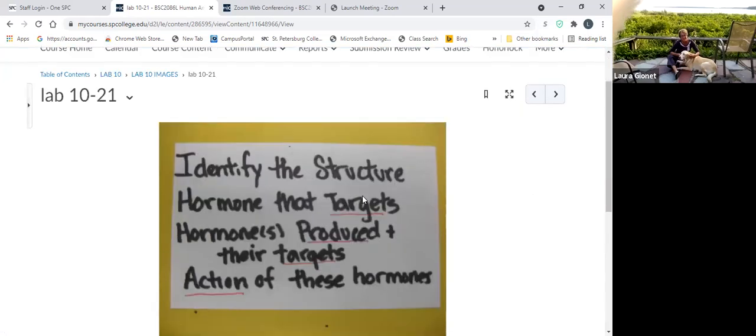So it says maybe identify the structure, the hormone that targets it, which would be follicle stimulating hormone at the early stages, and LH a little bit later. What are the hormones produced by their targets? Which she's saying, okay, after ovulation, luteinizing hormone will target that corpus luteum, and that corpus luteum produces estrogen and progesterone. And the estrogen and progesterone does what?